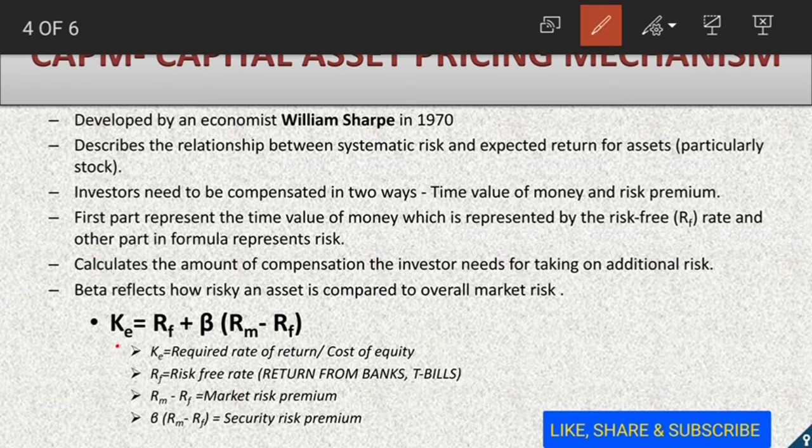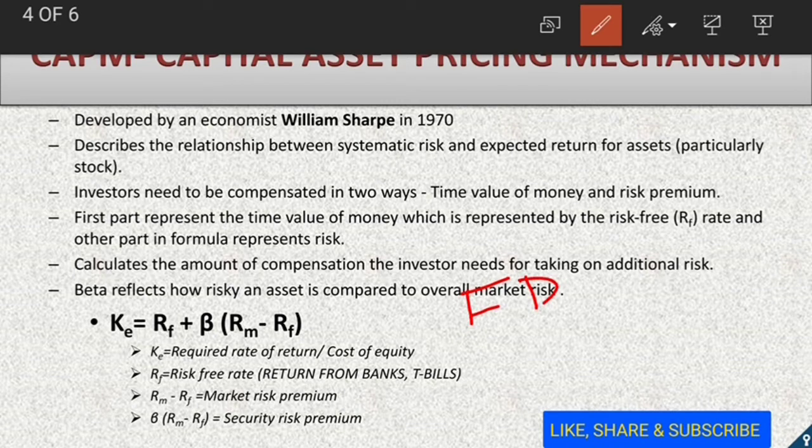As you can see here, this is the formula and this is the first part, that is called RF, which is the risk free rate, and this is the second part which is called security risk premium. So in this way, William Sharpe has designed the formula so that you will be able to get the theoretical rate of return of investing your money in any particular stock whose risk element is known.